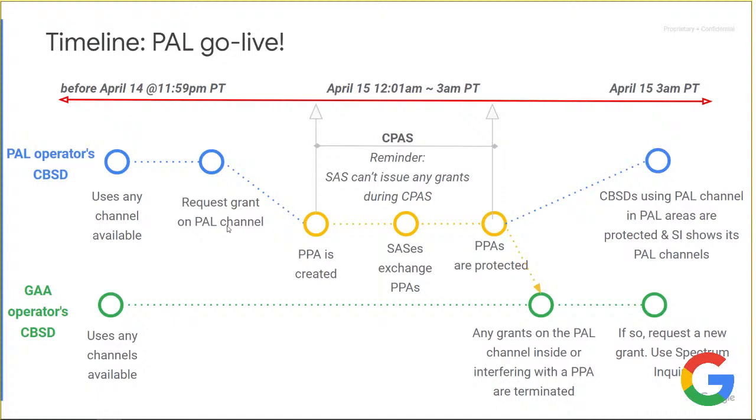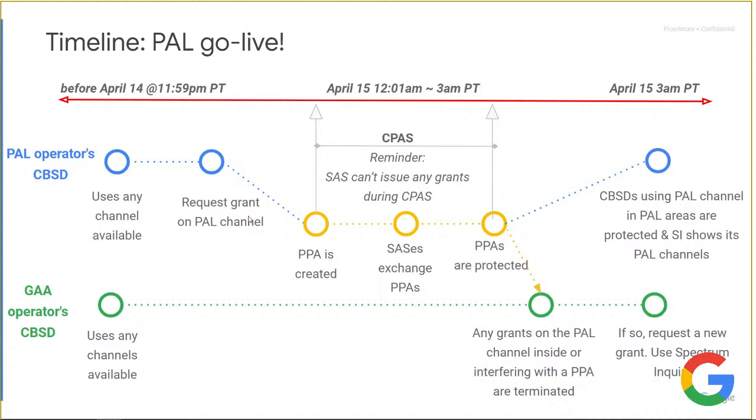And as I understand it, the PAL channel mapping is going to become available on April 10th. So anytime after April 10th, when this PAL licensee knows their PAL channels, they could, if they want to, get protection from day one. If they really want to take advantage of that PAL right away, then they are going to need to move, or at least request a grant on their PAL channel. They request that grant, and then CPAS will begin at midnight.